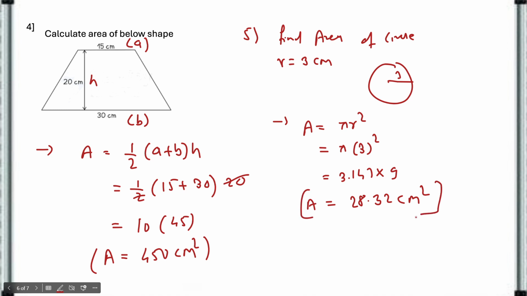What you have to do, you have to just remember the formulas of areas. If you learn by heart all the formulas of area of any shape, then you can find the area of any shape.